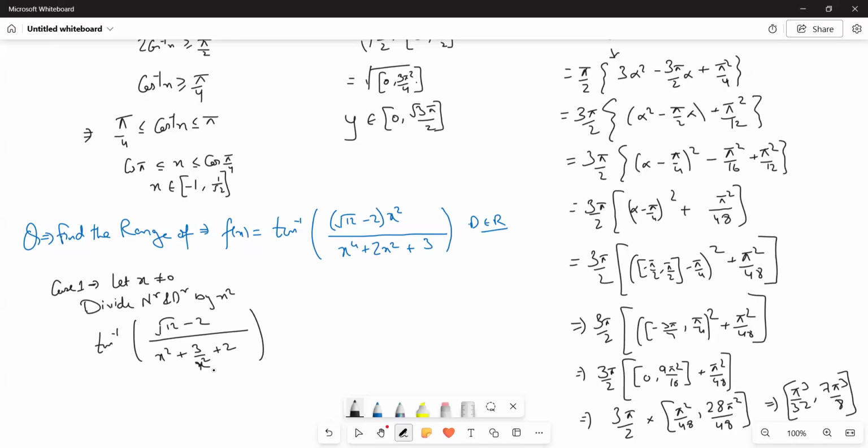Completing the square. Well, completing the perfect square से भी कर सकते हैं. But the easier method would be, well, we have x square plus 3 by x square. Reciprocal entities हैं. Range कैसे निकालेंगे? We apply AM greater than equal to GM. So x square plus 3 by x square must be greater than equal to root 3.